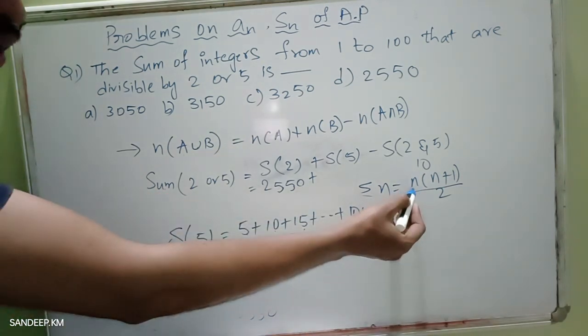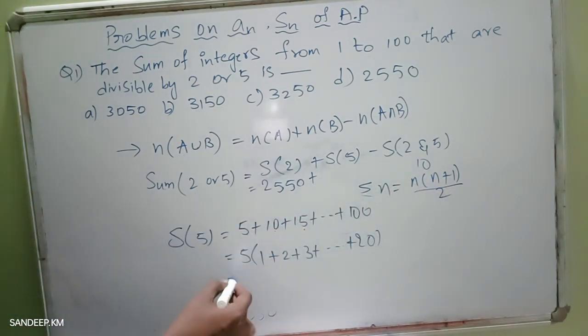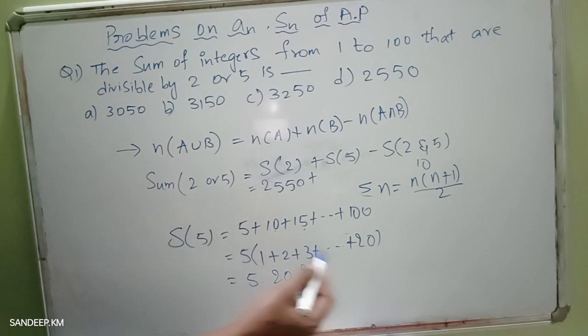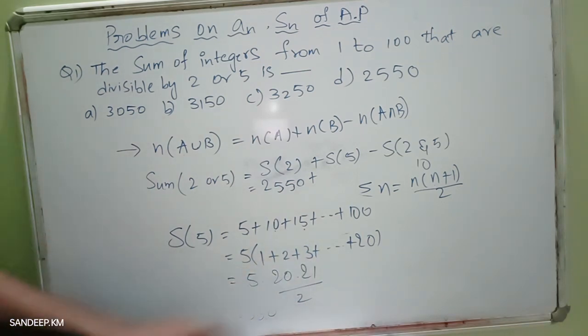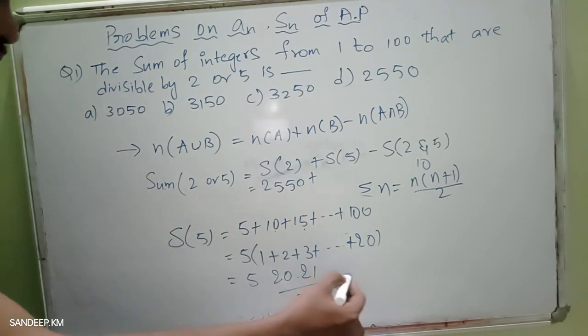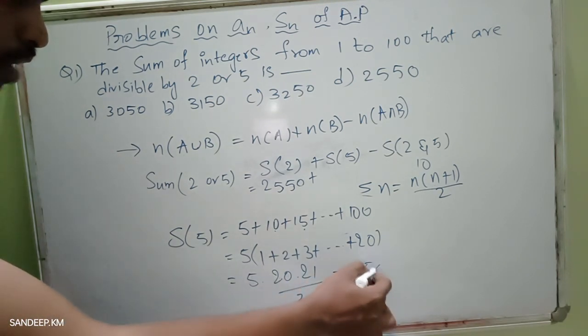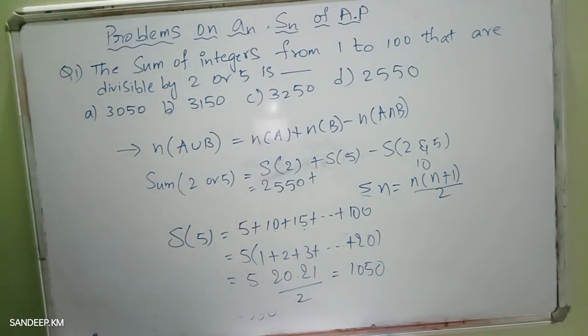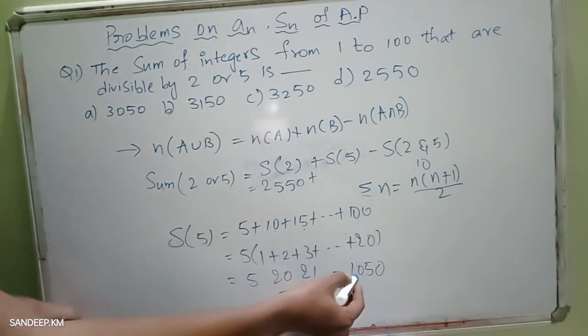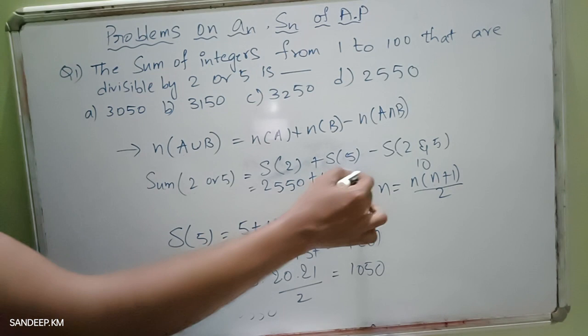So I can use this formula. What is it? 20 into 20 plus 1 by 2. So 5 times 20 into 20 plus 1 by 2, that is n into n plus 1 by 2, where n value is 20. If you cancel out, 2 1s are 2, 2 10s are 20, we get 1050. So the sum of the 5 multiples is 1050, minus.